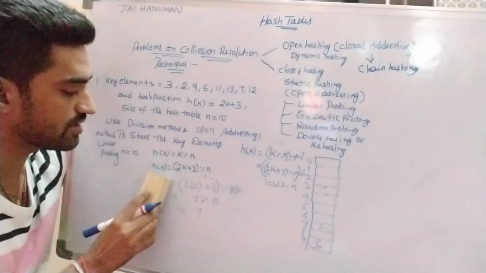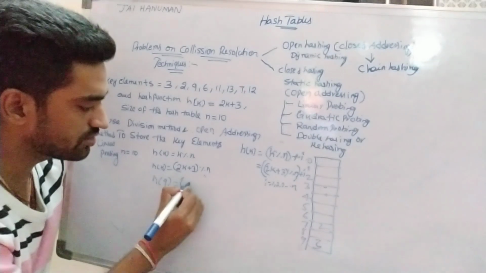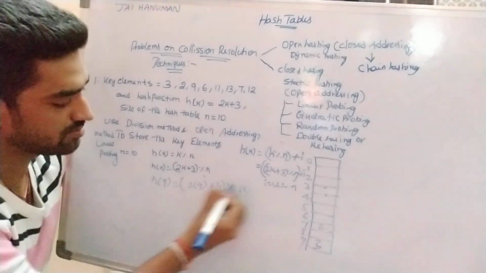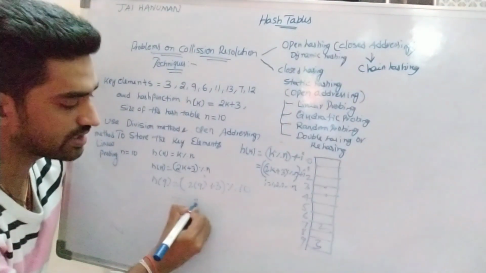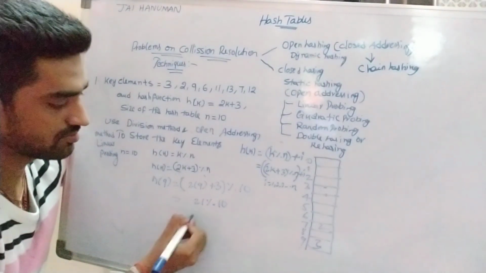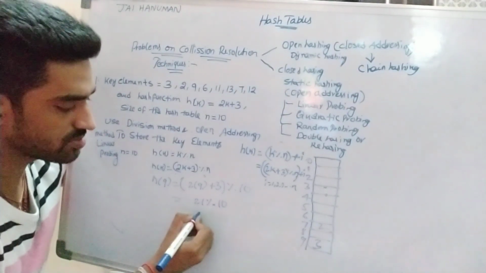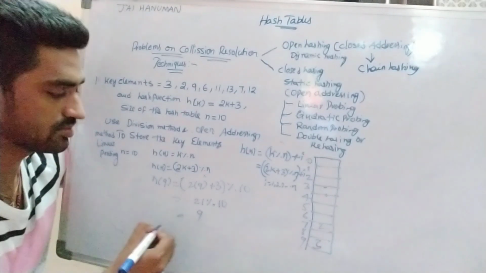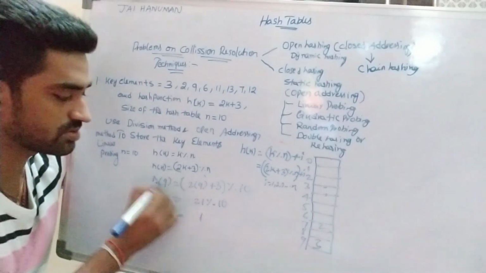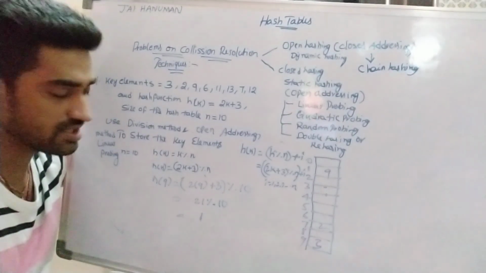Right. So what is the next inserted key value? H of 9. 2 into 9 plus 3 modulo division of 10. 18 plus 3, 21 modulo division of 10. So at the first position we are inserting key element 9. So what is the remainder value? 1. At the first position we are inserting key value 9. Fine. Then what is the next inserted key element?